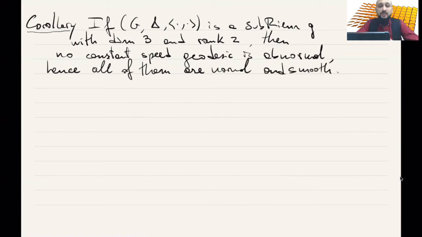So in particular, we are saying that if you have one such group, a sub-Riemannian group of topological dimension 3 and rank 2, then all the length minimizing curves, when parameterized by arc length, are smooth.